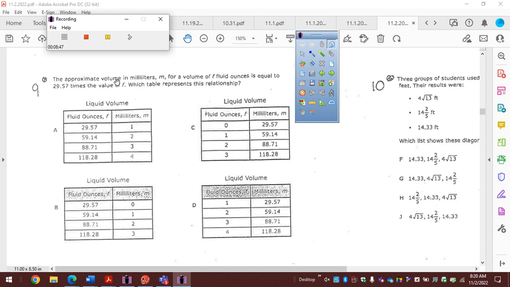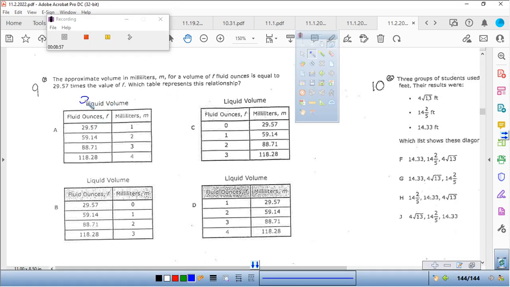Okay, number 9, they're asking if your approximate volume is equal to 29 times F. So it's 29 times the number here, that's what it says. M, for the volume, is equal to 29 times the value of F. I'm sorry, M for the volume. M is equal to that when you multiply 29 times F.